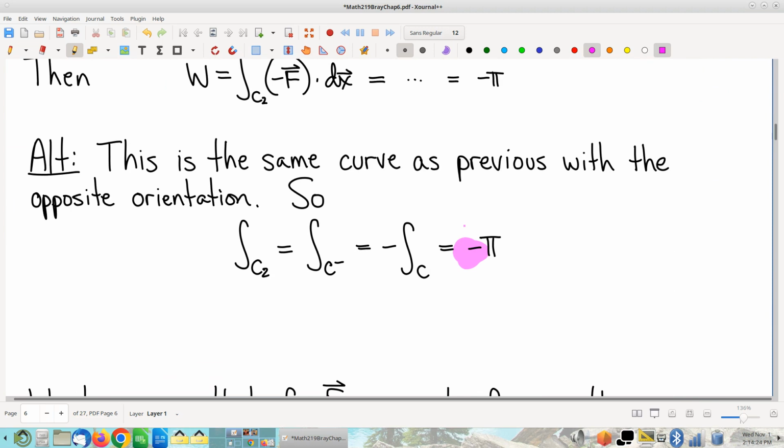Because when you switch the bounds, that does give you a minus sign on the result. So I think it's more elegant to just cite this fact that opposite orientation means minus sign. And that's just sort of more direct. Does that make sense? Yeah.